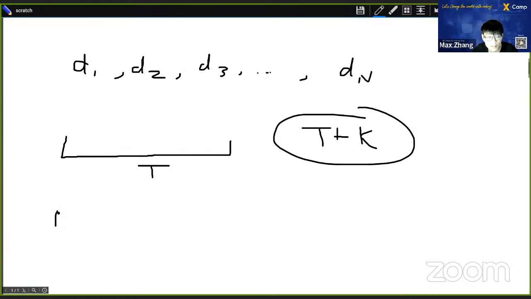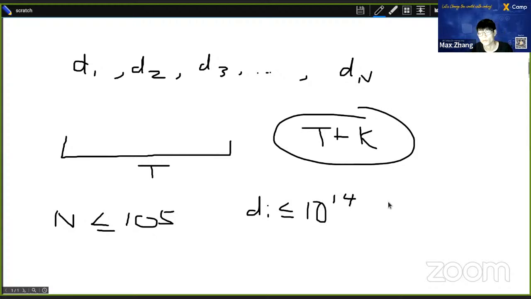And for bounds, n is less than or equal to 10 to the 5, and the di are up to 10 to the 14. So kind of similar to the first problem, we cannot iterate over every single day individually in the full solution. We'll instead only be able to iterate over the di's.